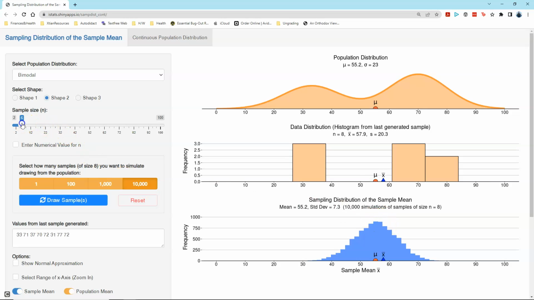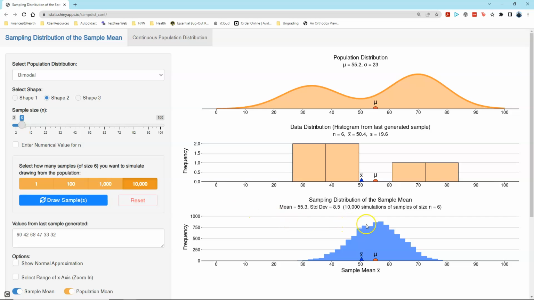Let me lower the sample size a little bit more to 6, and now we can start to see that it is definitely somewhat bimodal for the sampling distribution of sample means in this case. So small sample sizes being drawn from a bimodal population distribution do not result in a sampling distribution of sample means that is approximately normal.